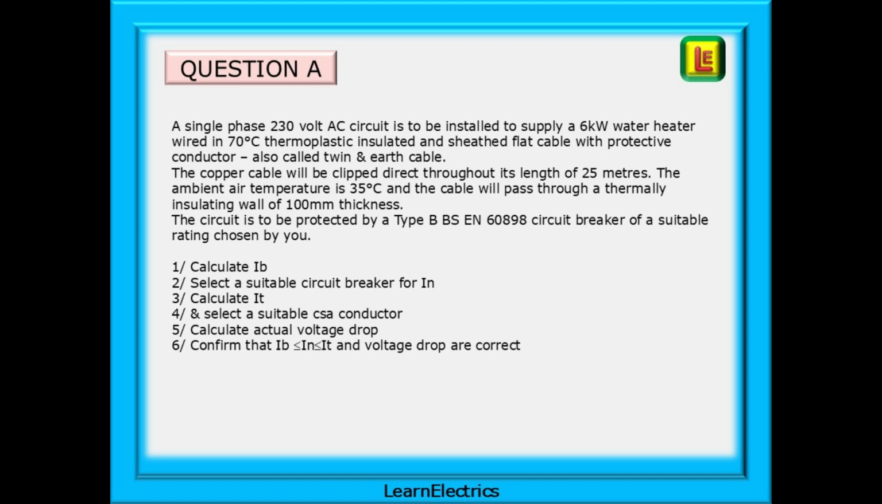And then I've included 6 prompts, 6 things that we should answer, and we will work through each one. Number 1, calculate IB. 2, select a suitable circuit breaker for IN. 3, calculate IT. And then 4, select a suitable cross-sectional area conductor for IT. 5, calculate the actual voltage drop. And then 6, confirm that IB, IN, IT and voltage drop are correct.